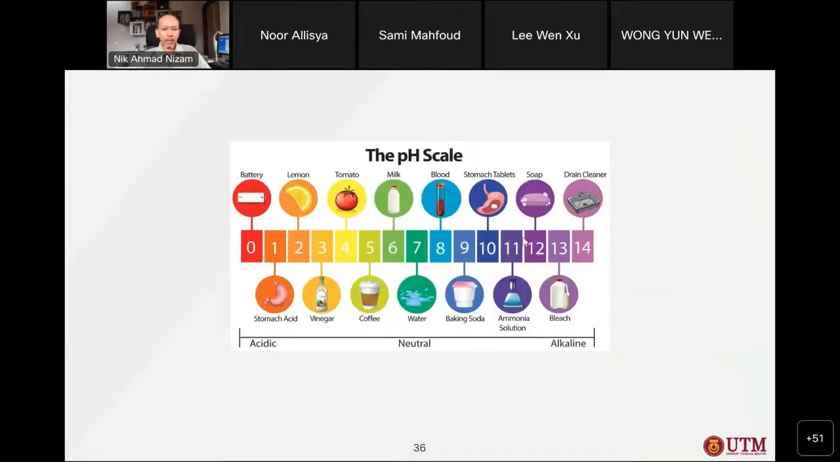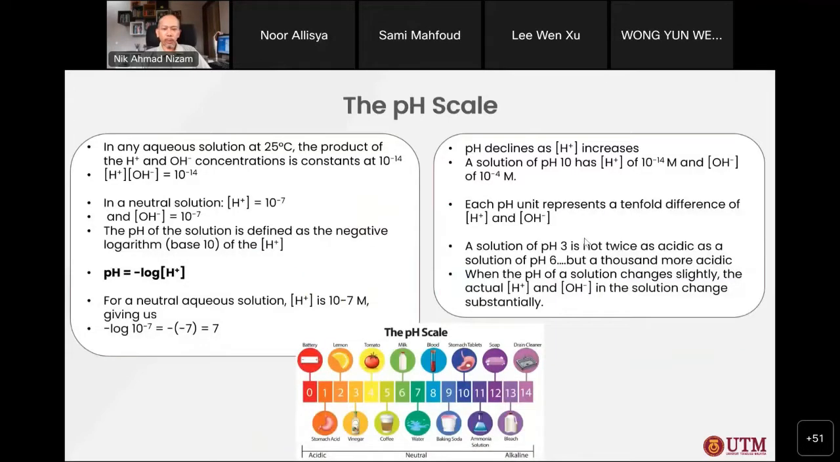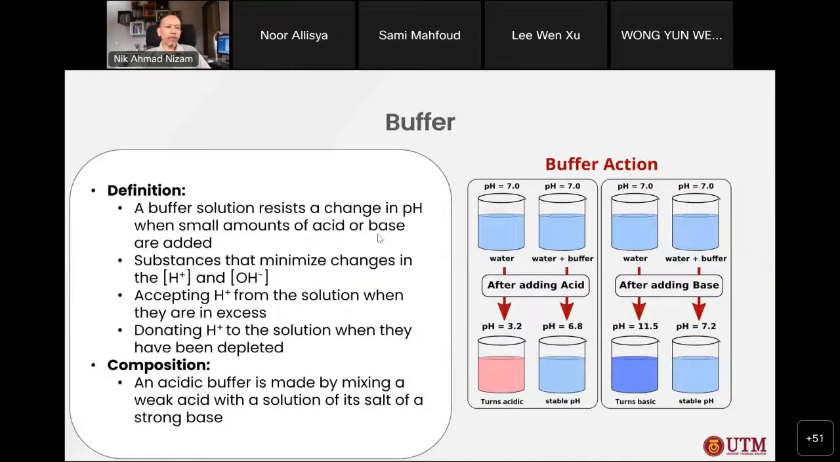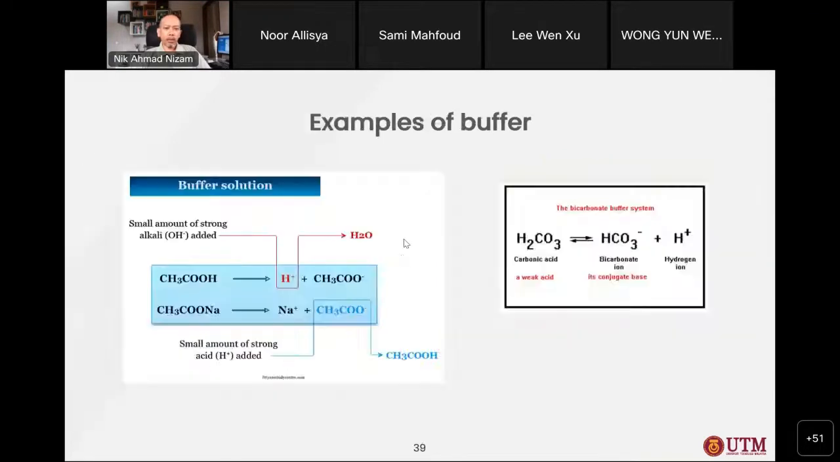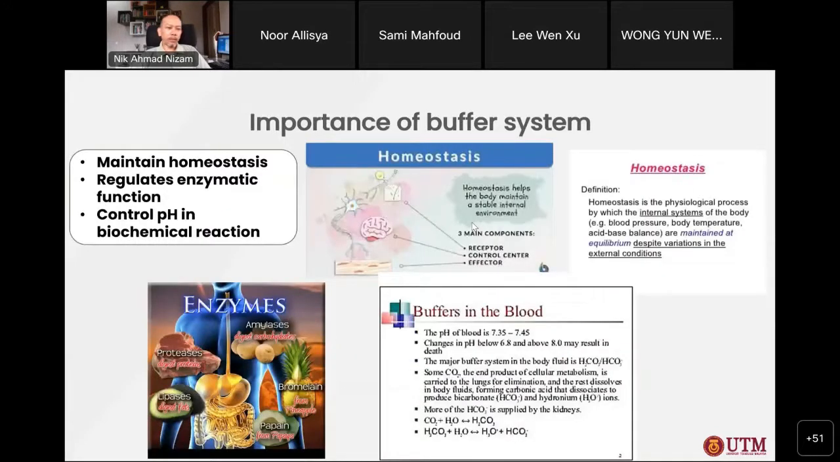And these are the pH scale with examples of compounds, the pH scale, and buffer. The importance of the buffer. Examples of a buffer are carbonic acid and also acetic acid. And then some of the importance of the buffer system.